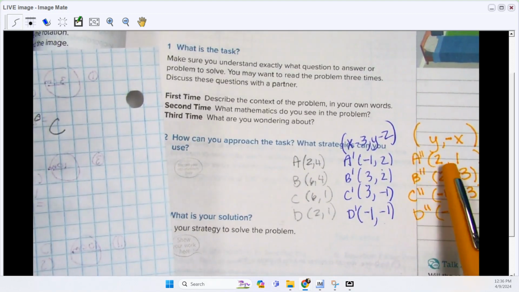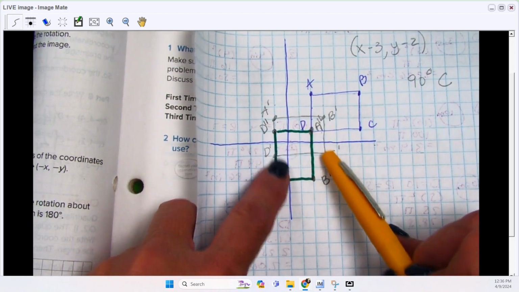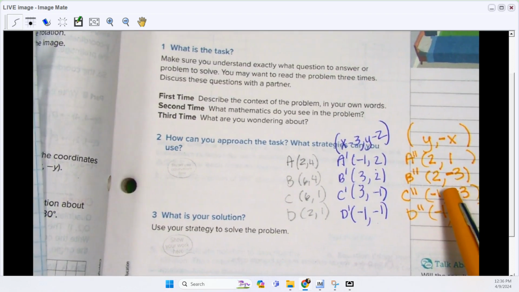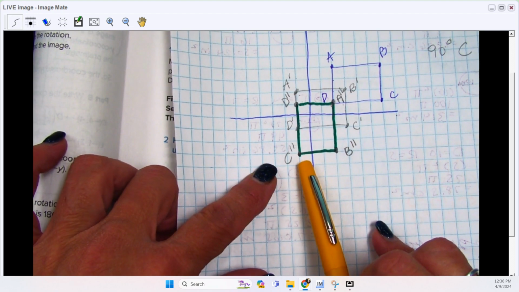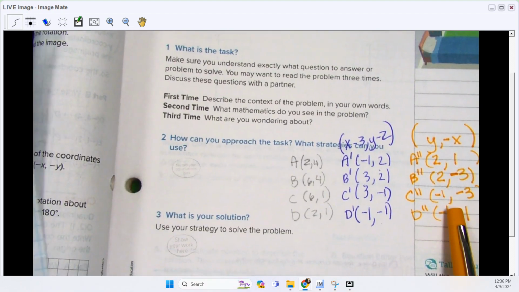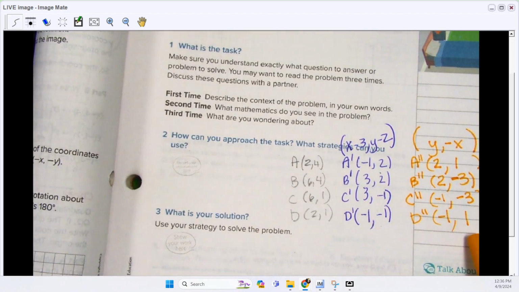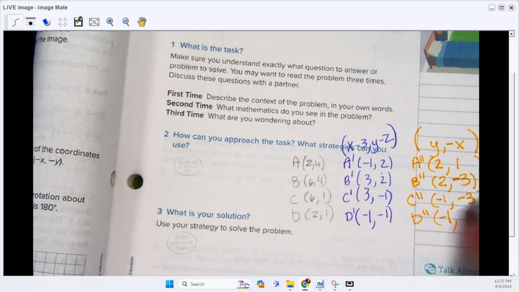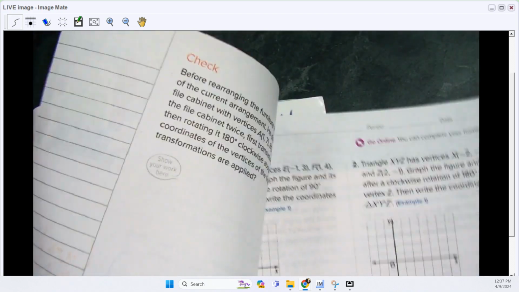So this is 2, 1. 2, 1 is A double prime. B double prime is 2, negative 3. C double prime is negative 1, negative 3. And D double prime is negative 1, 1. So you can either graph it or you can do it with the formulas. So now let's go over to this side.